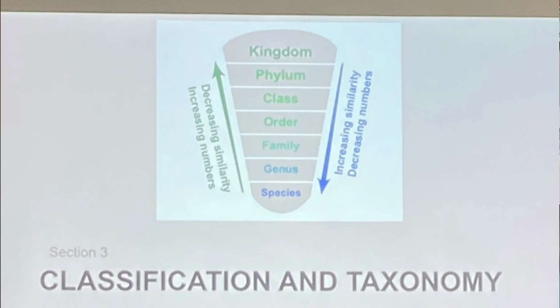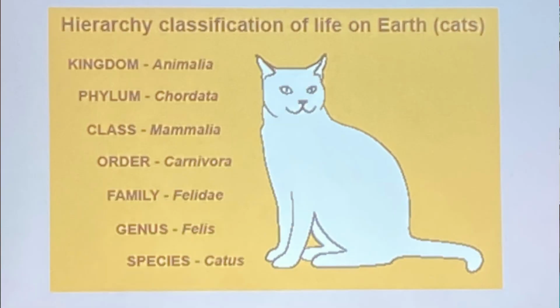Classification and taxonomy. This is kind of, again, going back to 10th grade biology. You learn about the kingdom, phylum, class, order, family, genus, and species. A typical one would be a cat. So you've heard of it: it's part of the Animalia kingdom, Chordata phylum. It's a mammal, carnivore, a feline, and then species catus, and we shorten it to cat.